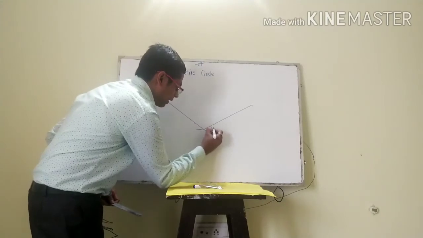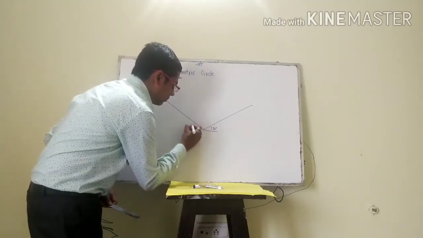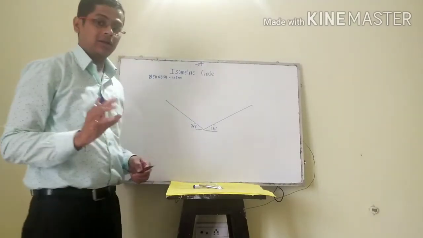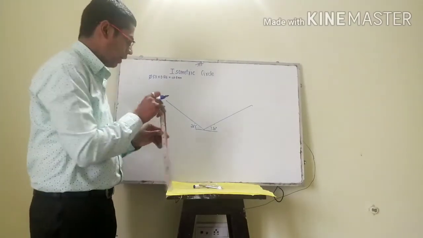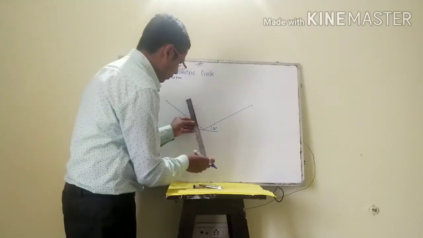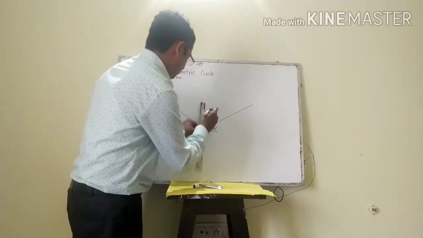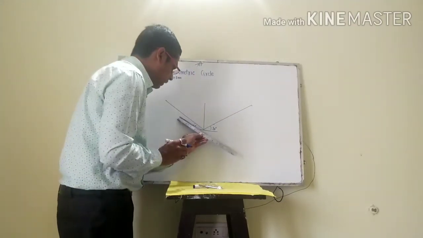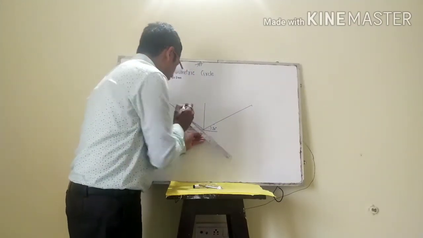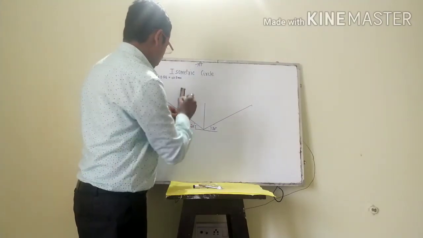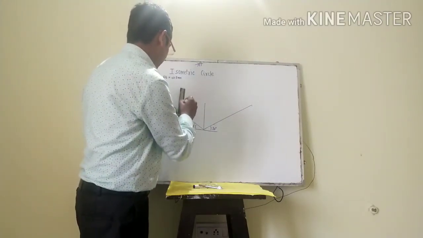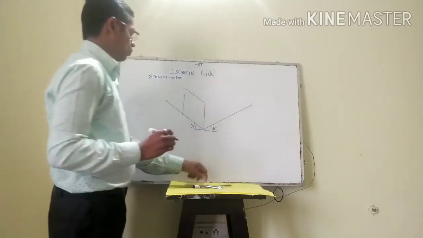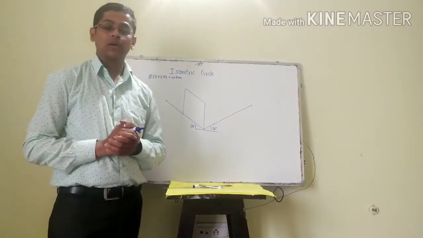So this angle is 30 degrees. Similarly, this side also the angle is 30 degrees. So 40.8 is our diameter. I will measure here 40.8 and construct one vertical line. Similarly, on this side also I will mark 40.8 and construct one more vertical line. Then I will join this line. So what we got? We got one isometric square.